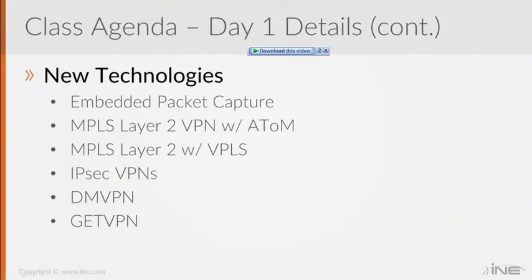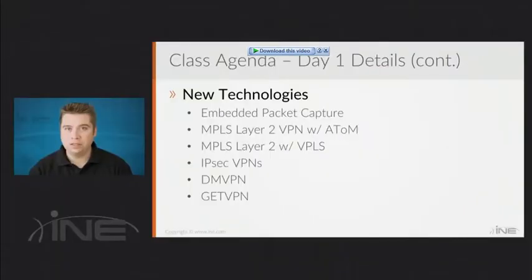Now, as I mentioned, not all of these topics are going to be on the lab exam. So specifically with the MPLS layer 2 VPNs and GET VPN, we're not going to go through the actual configuration. So we'll talk about them from a high level point of view. Why might you choose this in your design? What can it do? What can it not do from a design point of view?